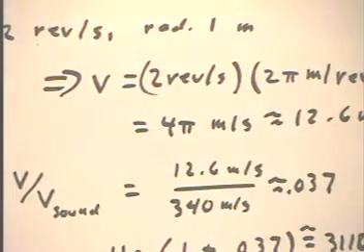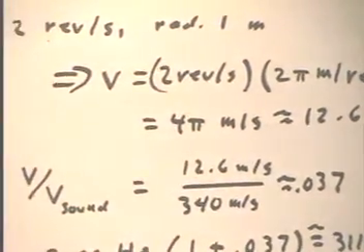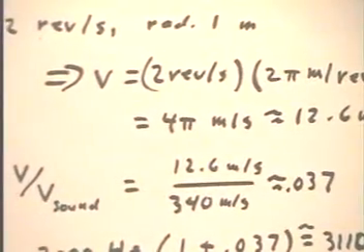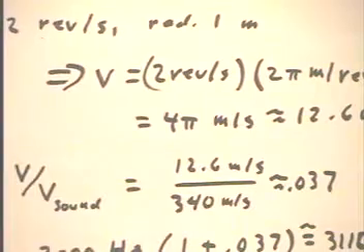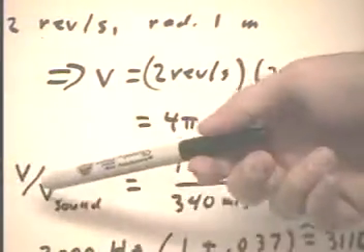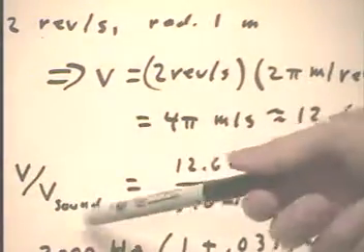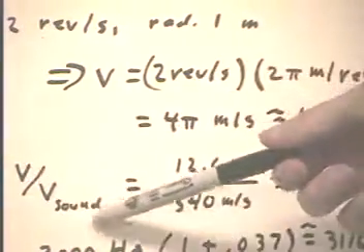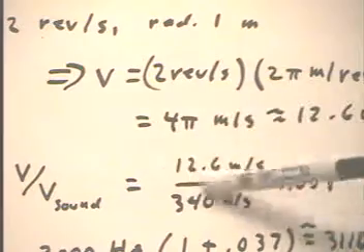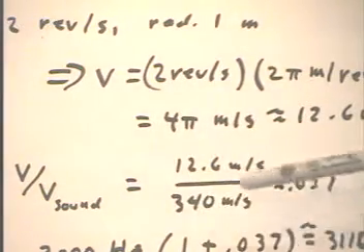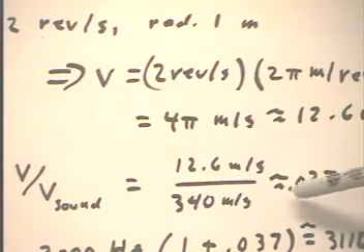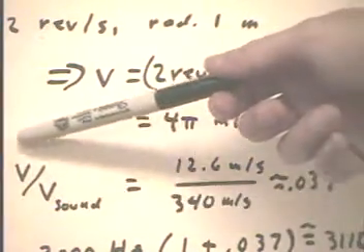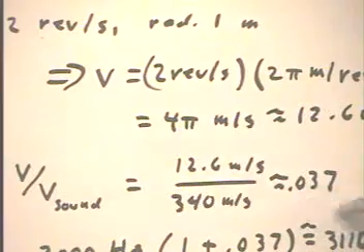Now we're going to make an approximation here. It turns out that for small velocities, or velocities that are small with respect to the velocity of sound, these are pretty good approximations. Okay, we're going to say that the velocity of sound is 340 meters per second, and the ratio of buzzer velocity to sound velocity is 12.6 meters per second over 340 meters per second, or about 0.037. So here's our ratio of buzzer velocity to sound velocity.